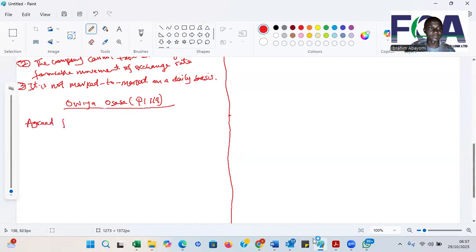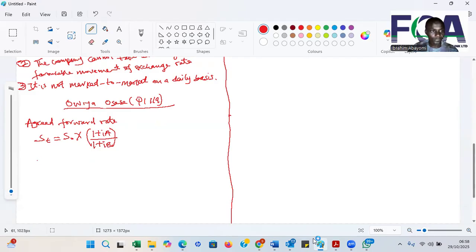Agreed forward rate. So the forward rate at time T is equal to S0 multiplied by 1 plus the interest rate of country A over 1 plus the interest rate of country B. That's the interest rate parity formula.